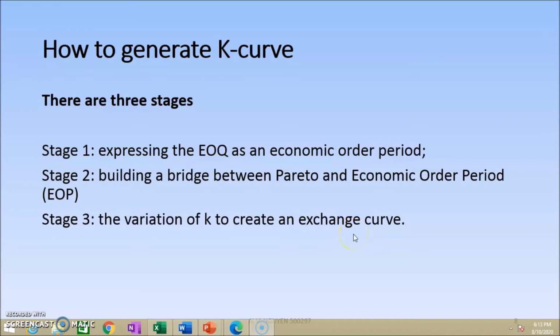So the next 2 parts focus on the K-curve. Firstly, I want to show you how to generate a K-curve. There are 3 stages. Stage 1, expressing an EOQ as an economic order period. Stage 2, building a bridge between Pareto and economic order period. And stage 3, the variation of K to reach an exchange curve. I will go into detail in the next few slides.